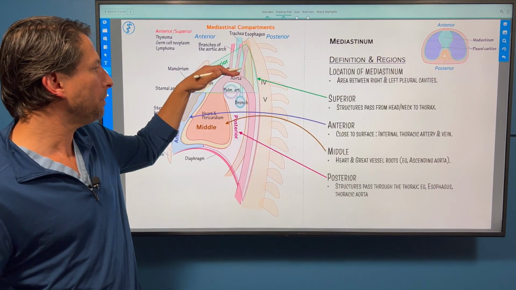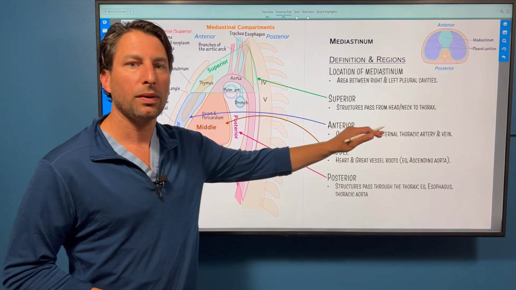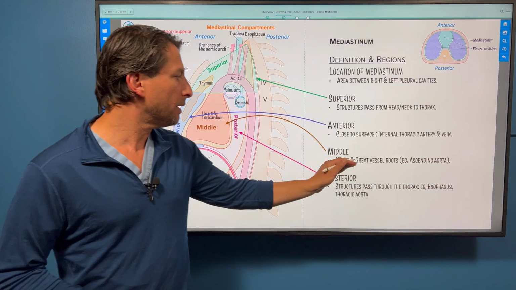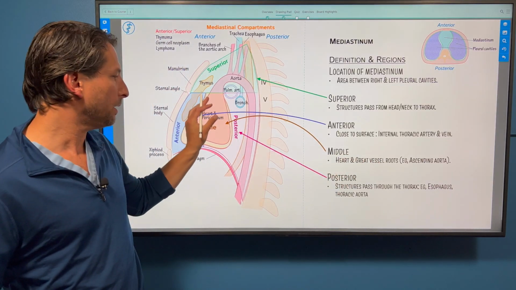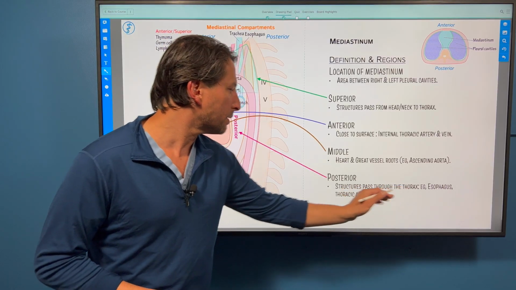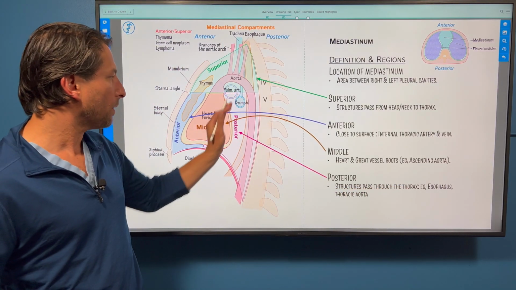So superior up here, pass from the head and neck to the thorax. Anterior here, close to the surface of the body. Middle here with the heart and the great vessels in here. And then the posterior mediastinum, structures pass through the thorax, for instance, the esophagus and thoracic aorta here.